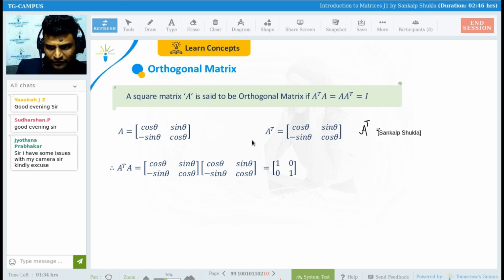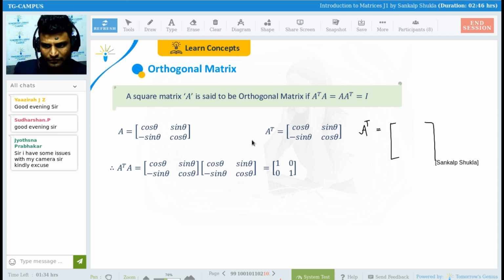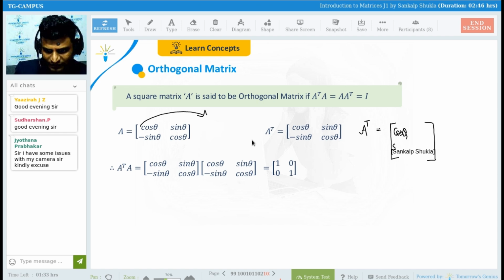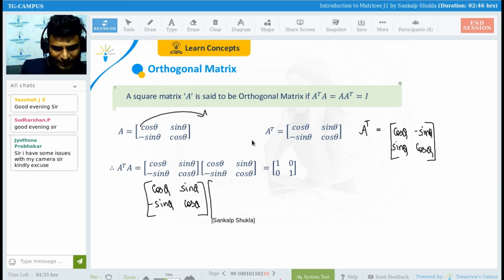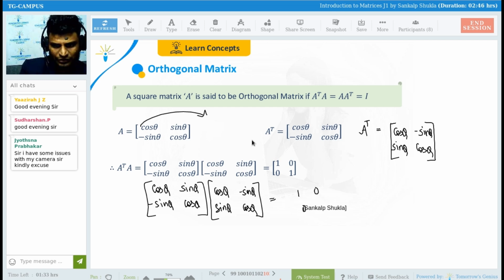First of all, you have to find A transpose. So A transpose will be the transpose of this matrix: cos theta, sin theta, and then minus sin theta and cos theta. Now if you multiply this by A, here I write the matrix cos theta, sin theta, and minus sin theta, cos theta. This is A, and you multiply it by A transpose, that is cos theta, minus sin theta here and sin theta here. Yes, now it will be true. So it will be 1 0 0 1.